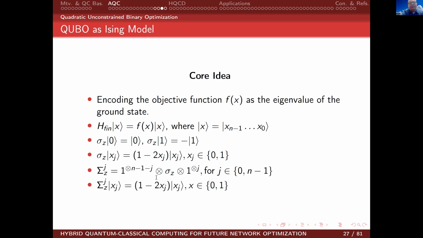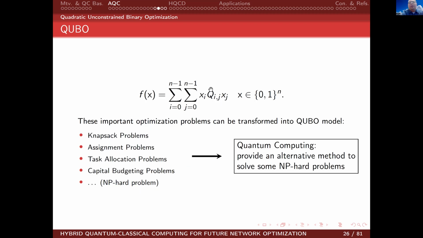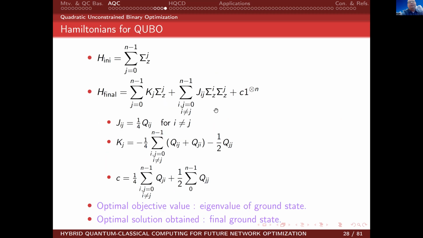So as I said before, if we go back here, we can see this is the classical problem. What we have here is the Q matrix. We need to use this Q matrix to obtain the Hamiltonian of the quantum Ising model. And then we can obtain this Hamiltonian.